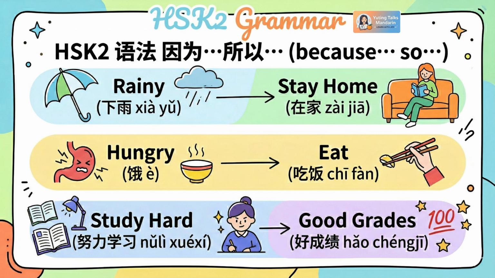Great job finishing today's lesson. Now you know how to use 因为所以 to clearly express cause and effect in Chinese.